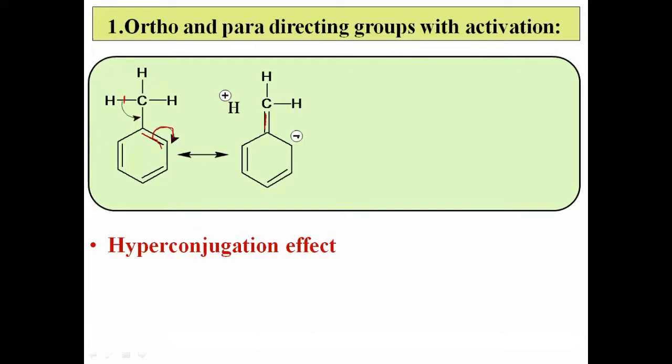This is what we call hyperconjugation: the release of electrons from the CH bond, delocalized in the benzene ring, in the conjugated system. Now that carbon having a negative charge means there is an electron pair. Similar to the resonance effect, this electron pair also undergoes delocalization. It forms a pi bond between the next two carbons, very similar to the resonance effect. Therefore, the next pi bond undergoes breaking, and the electron pair goes on the next carbon, and we get H plus as it is.